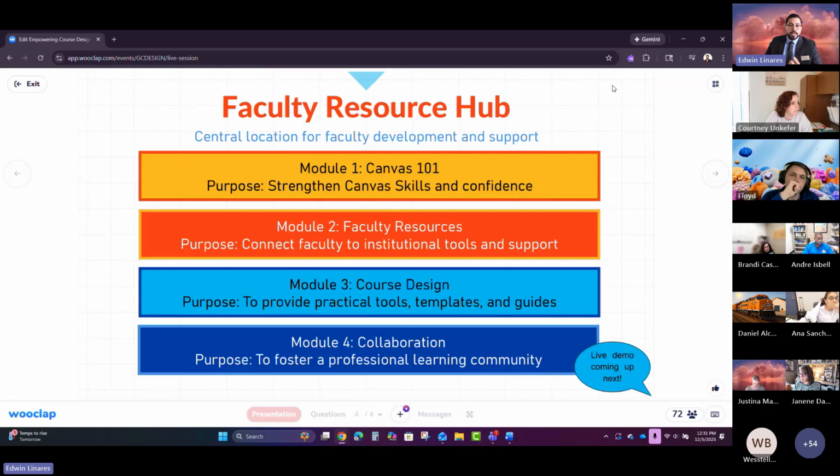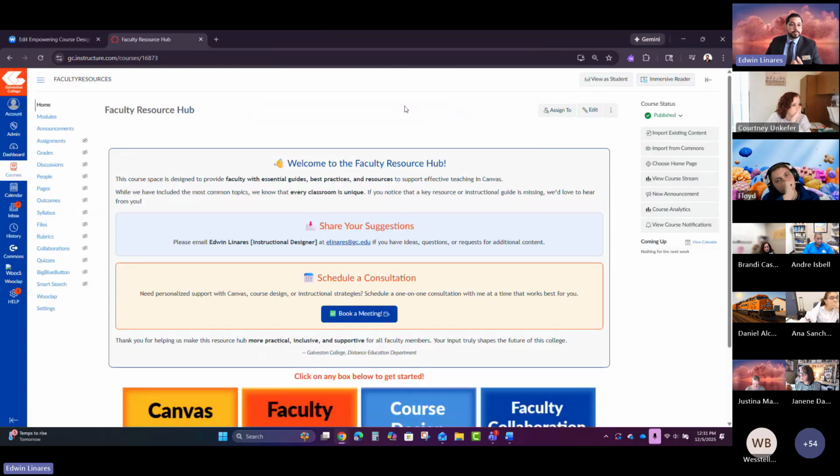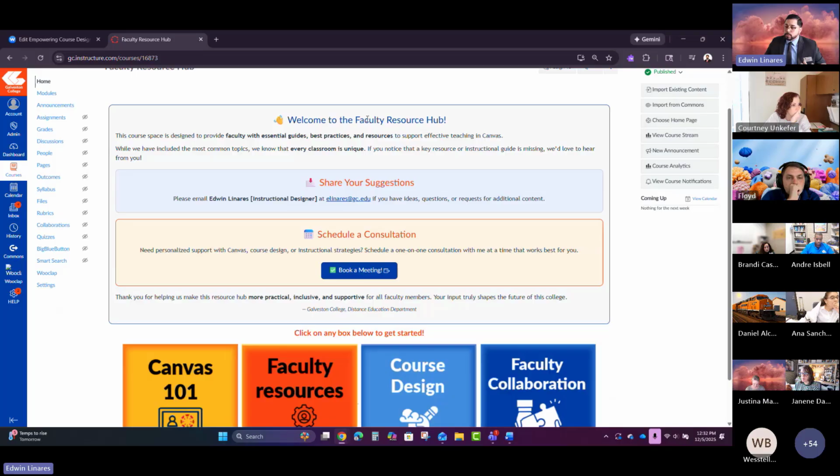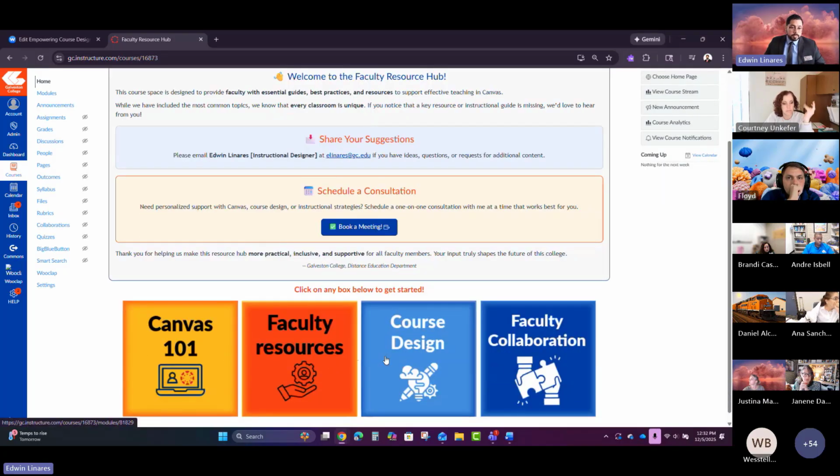So with that being said, I'm going to go ahead and bring this over here. Now, what you are looking at right now is the landing page of the Faculty Resource Hub. If you notice at the far bottom, there's 4 main buttons that will direct you to a particular module. So the first module that we're going to be looking at is Canvas 101.